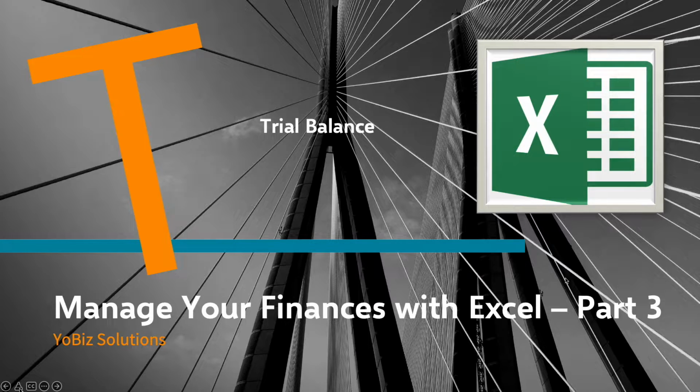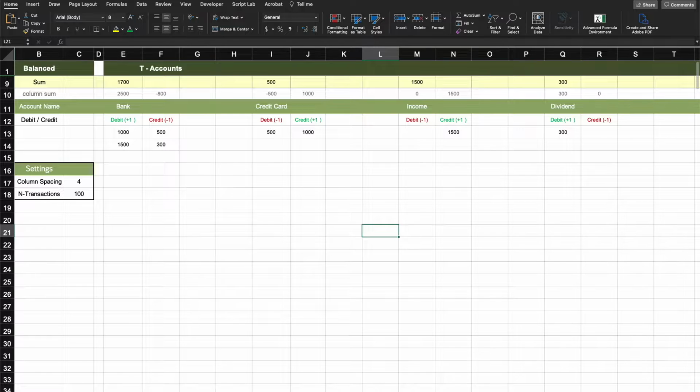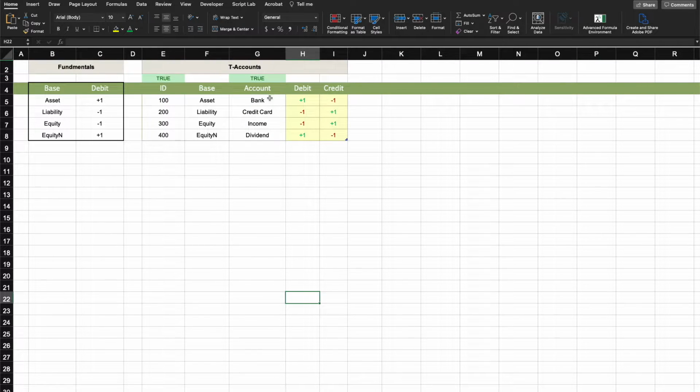In the last video, part 2, we started designing our initial T accounts where a user can add as many T accounts as they want. We linked these added account definitions to the 4 basic categories that come from the basic accounting equation involving asset, liability, and equity definitions. By linking these user-defined accounts to the 4 basic categories, it helps us to auto-define the column signs. In other words, it helps to define whether the given account is a debit account or a credit account.